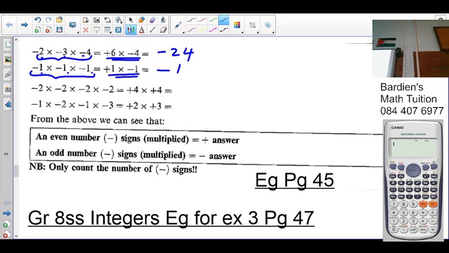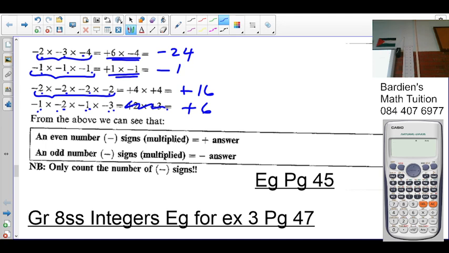Okay. The next one. How many negatives are here? There's 4 negatives. So the ultimate answer is going to be positive. 2 times 2 is 4. 4 times 2? 8. And 8 times 2 is 16. Okay. So how many negatives are here? 4 negatives. So the answer is going to be positive. 1 times 2 is 2, times 1 is 2, times 3 is 6.